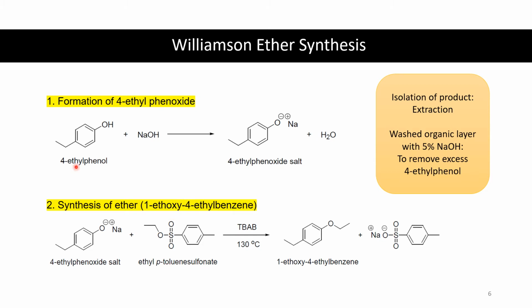In our lab, we used 4-ethylphenol and we converted it to a phenoxide by reacting it with sodium hydroxide. And then it was reacted with ethyl p-toluene sulfonate to prepare this ether. And remember, we used this reagent called TBAB, which was a phase transfer catalyst. So this is a specific reagent that you should remember what its purpose was.